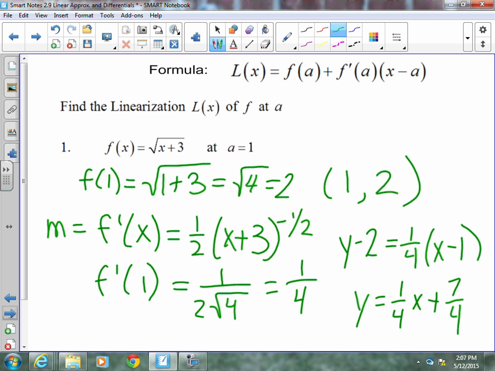And we could use that line to estimate the value of some functions at other places. So if we were trying to find f of 1.1, it would be hard, when we plug 1.1 in for x, to take the square root of 4.1. But we could more easily plug 1.1 into this line, and would it be exactly the right value? No, but it would be close. So it would be a pretty accurate approximation.